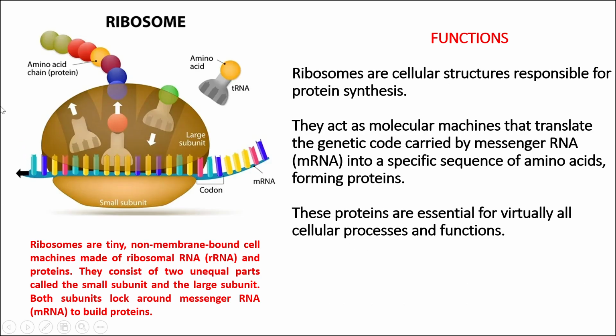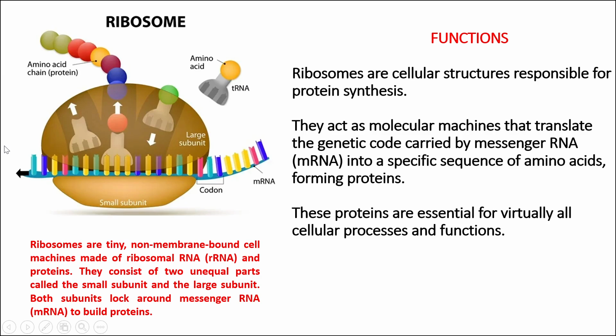Next is your ribosome. Ribosomes are tiny non-membrane bound cell machines made of ribosomal RNA, that is rRNA, and protein. They consist of two unequal parts called the small subunit and large subunit. Both subunits lock around messenger RNA to build the protein.